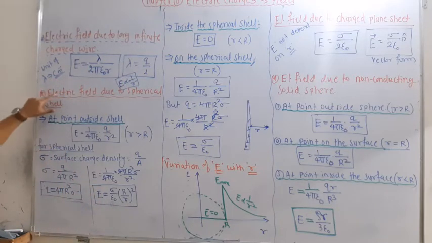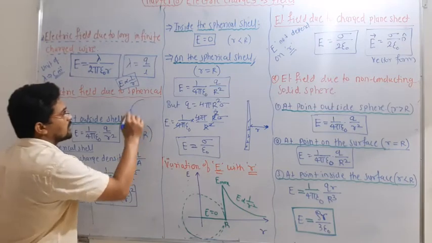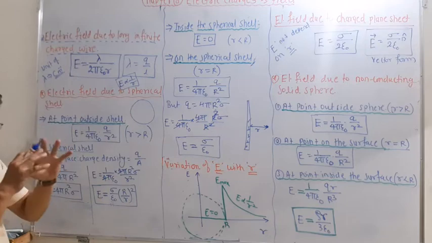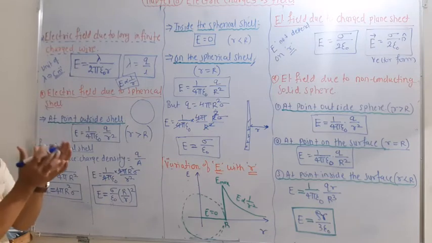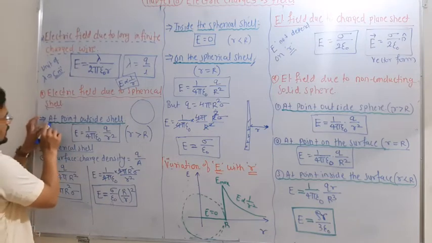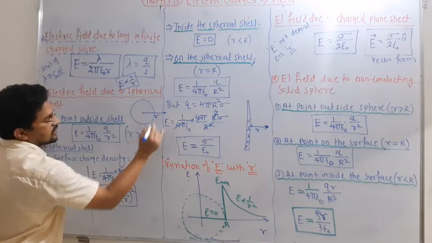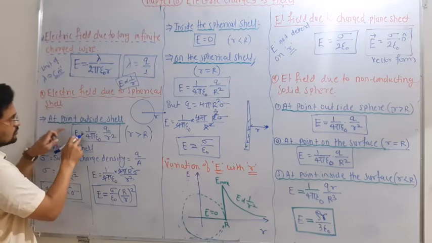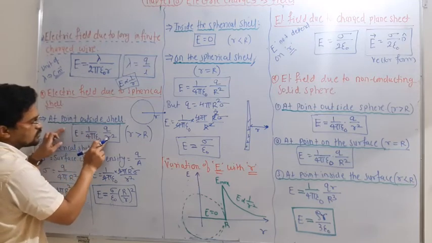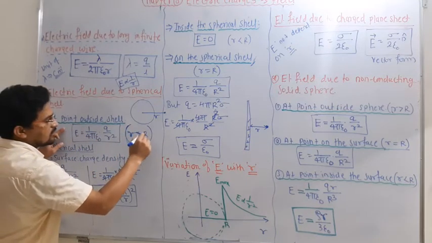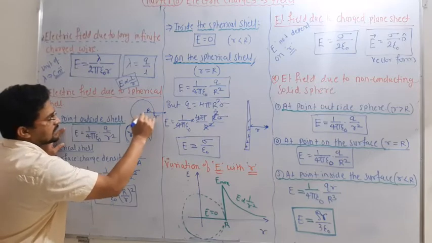Then electric field due to a spherical shell. A spherical shell is like a football: inside it is hollow, but it is football type. At a point outside the shell, at a distance of r, what is the electric field? E equals 1 upon 4 pi epsilon naught q by r square. Here r is greater than R itself, where R is the radius of the sphere.